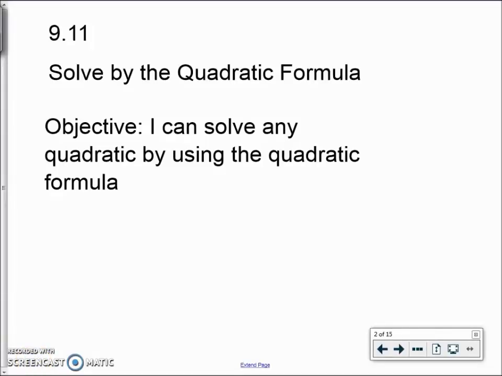All right, welcome to section 9.11, in which we are going to solve any quadratic function or formula by the quadratic formula. The quadratic formula will work as a solution technique for any quadratic equation or function we can come across. In fact, the vast majority, I think 98% of all real world applications of quadratics can only be solved by use of the quadratic formula. So we're going to look at that today.